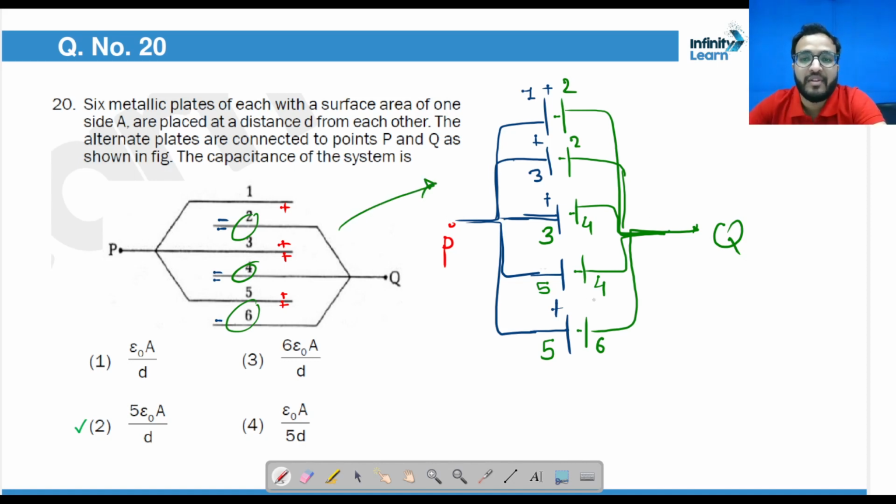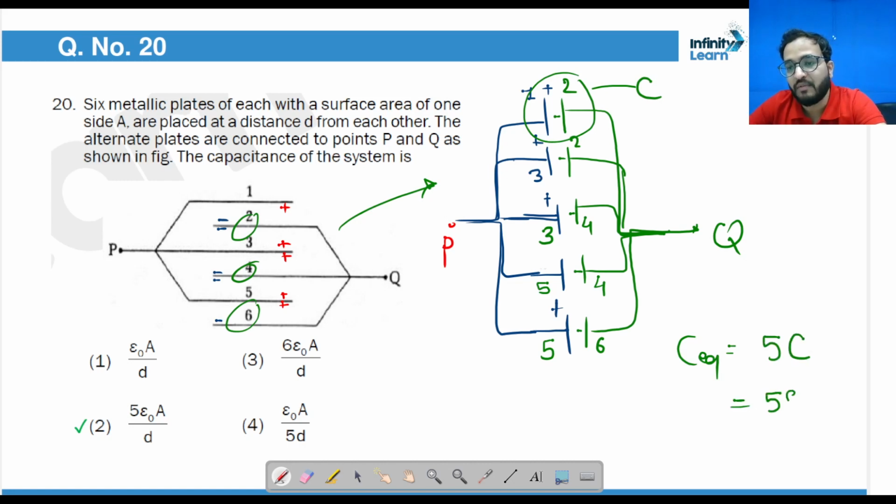it is shown like this. So 1 2 3 4 5, all 5 are in parallel. So if the capacitance of a single one is C, then C equivalent in parallel they will be added to 5C. So 5 epsilon naught A by D.